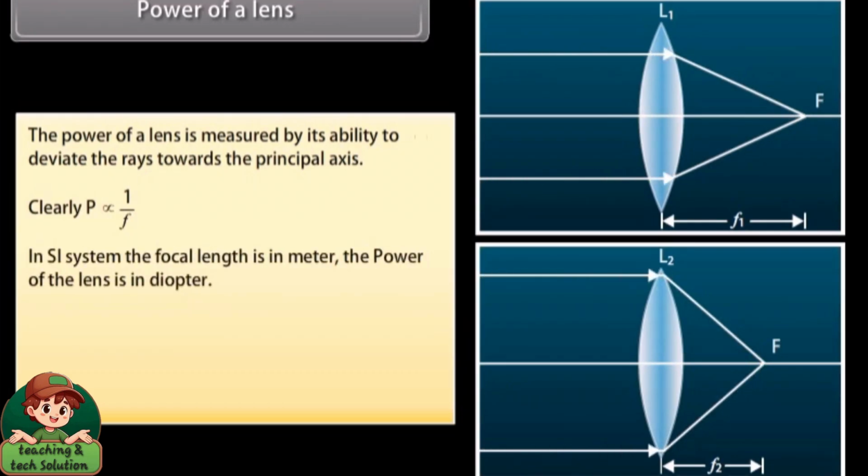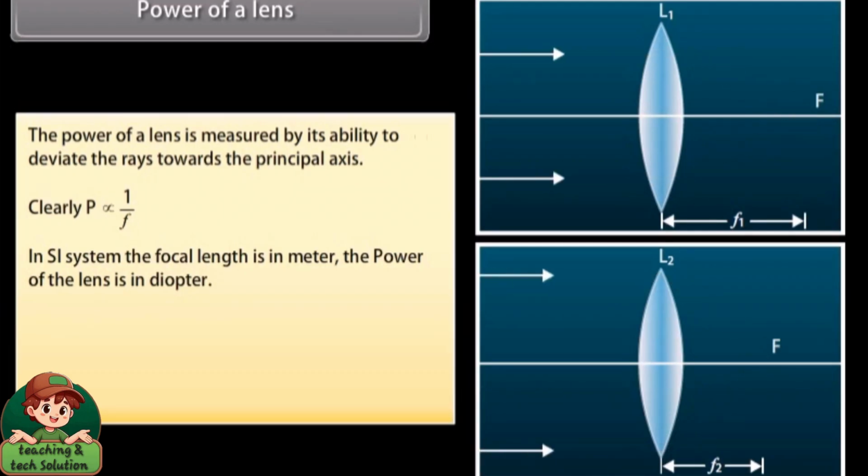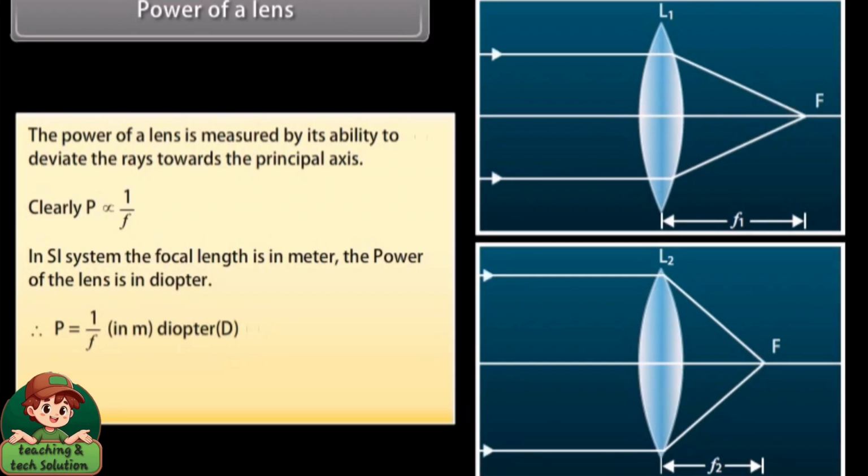In SI system, the focal length is in meter. The power of the lens is in diopter. Therefore, P = 1/F (F in meter), in diopter D. Clearly, the power of a lens of focal length 1 meter is 1 diopter.